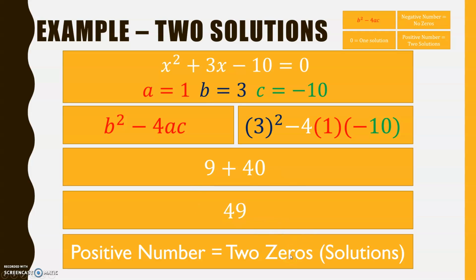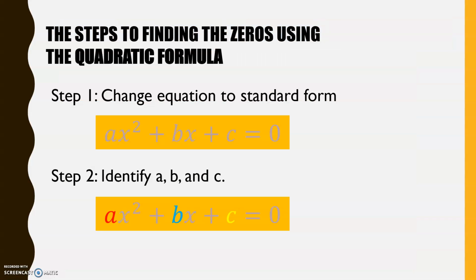So here, the number of solutions, because we have a positive number in our discriminant, it's going to give us 2 solutions.